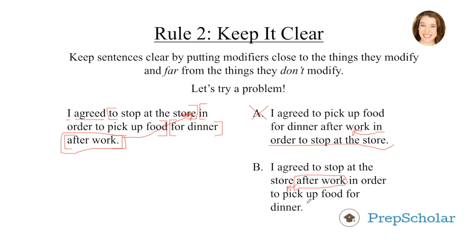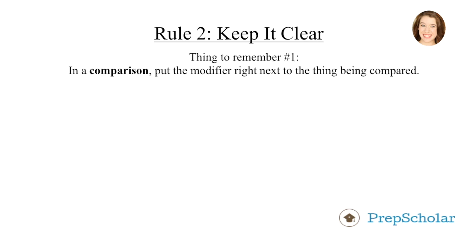What we want to do is make sure that our modifiers are close to the things that they describe, but farther away from the things that they don't describe, just so everything stays as clear as possible. Now, maybe that still seems a little bit broad and out there, so let's narrow it down by looking at two specific ways in which we'll need to apply this rule. The first thing that we need to remember with this rule is that in a comparison, we put the modifier right next to the thing being compared. This is the first way in which our keep it clear rule needs to be applied.